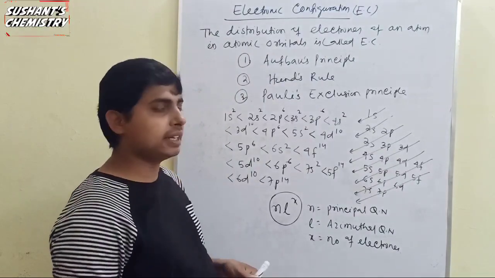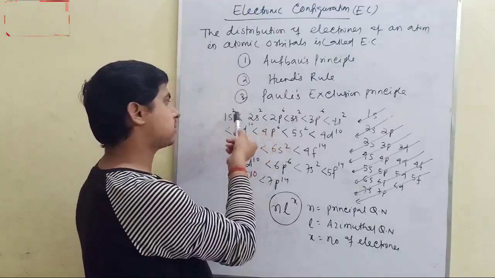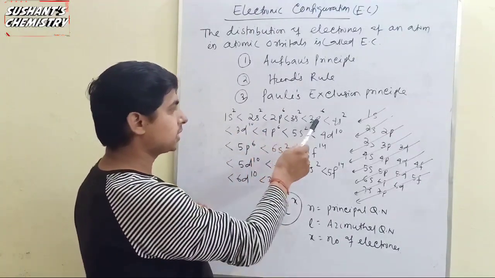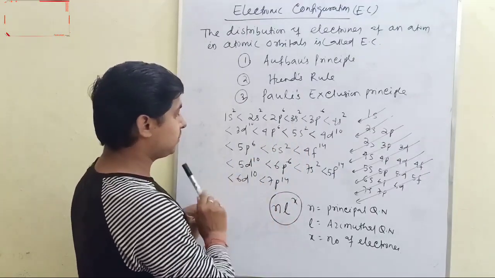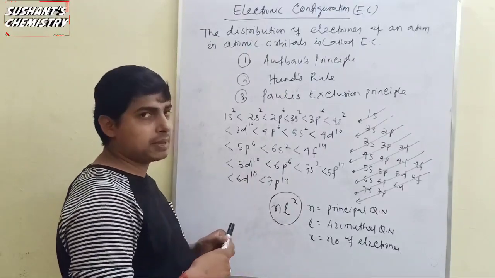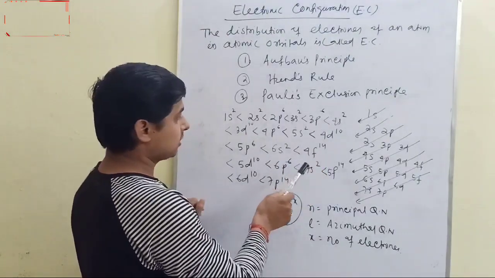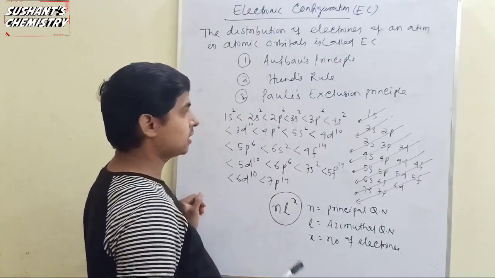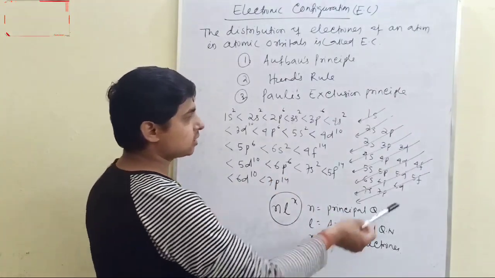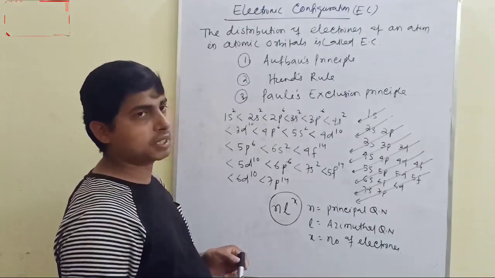Any s subshell contains a maximum of 2 electrons, 1s or 2s, maximum 2 electrons. Similarly, any p subshell contains a maximum of 6 electrons, 2p, 3p, 4p, 5p, 6p. Similarly, any d subshell contains a maximum of 10 electrons, for example 4d, 5d, 6d. Any f subshell contains a maximum of 14 electrons, that is 4f and 5f contain a maximum of 14 electrons.